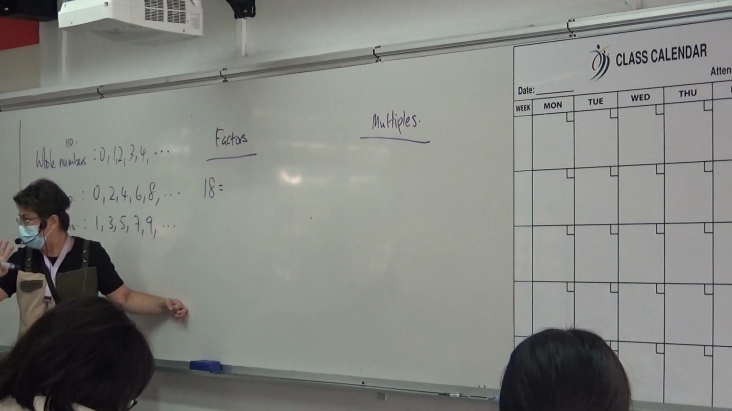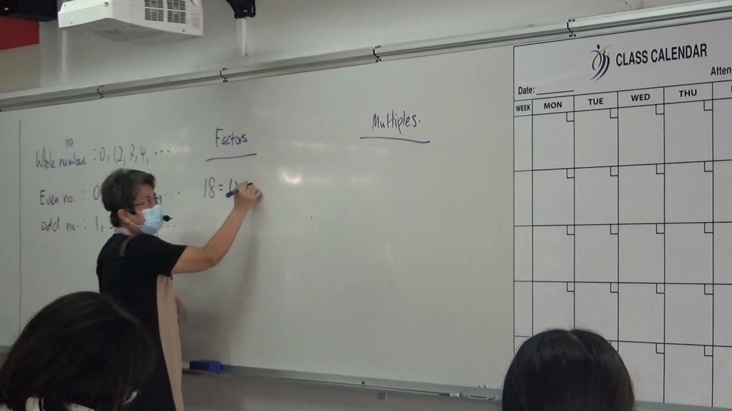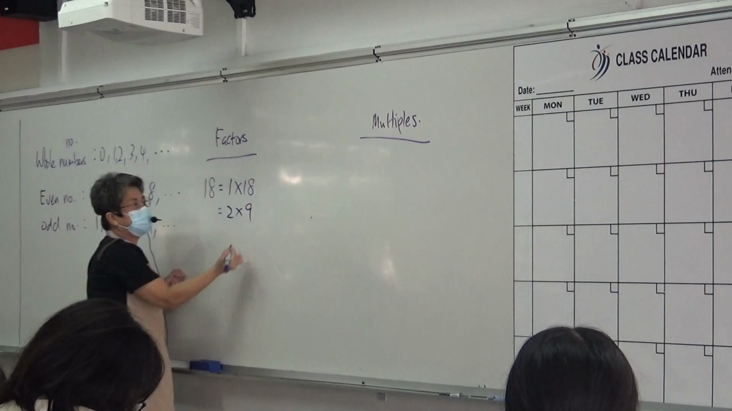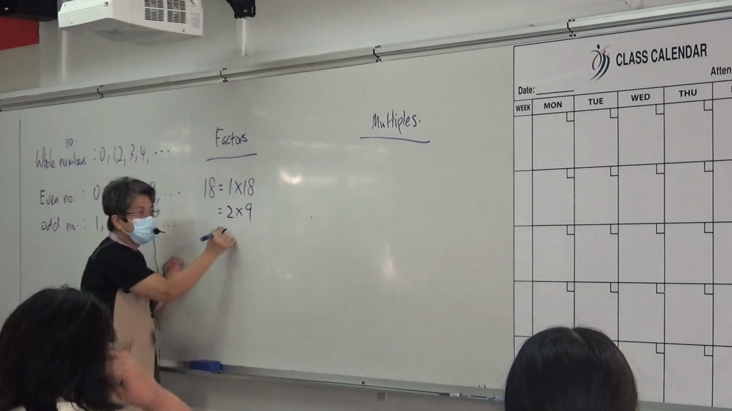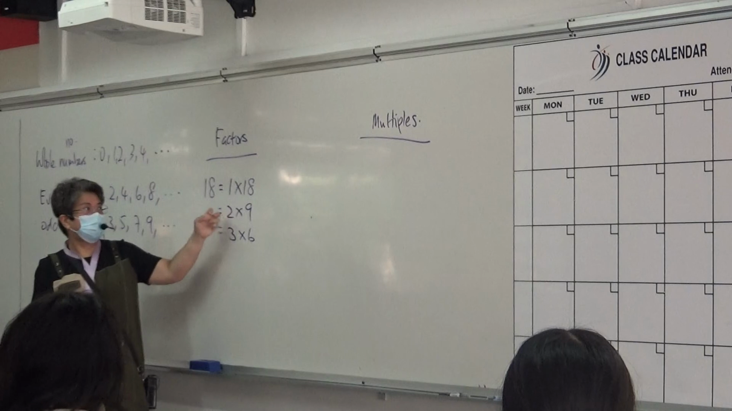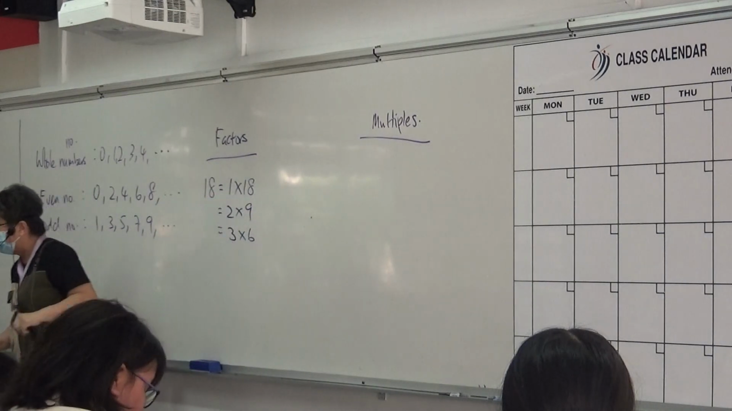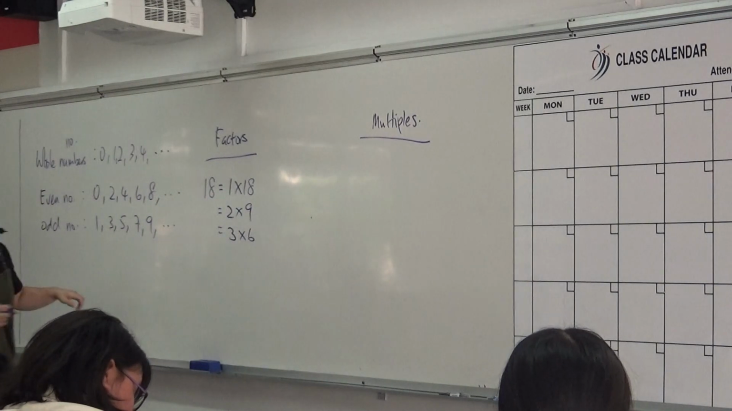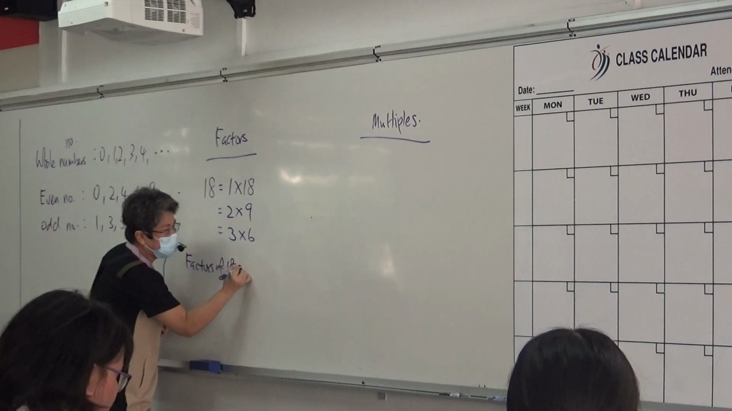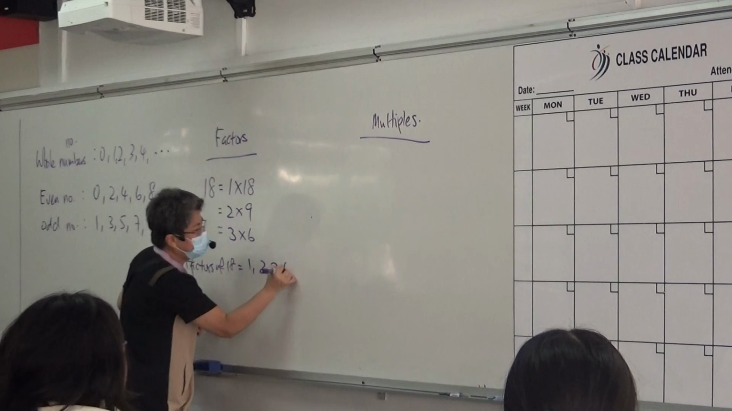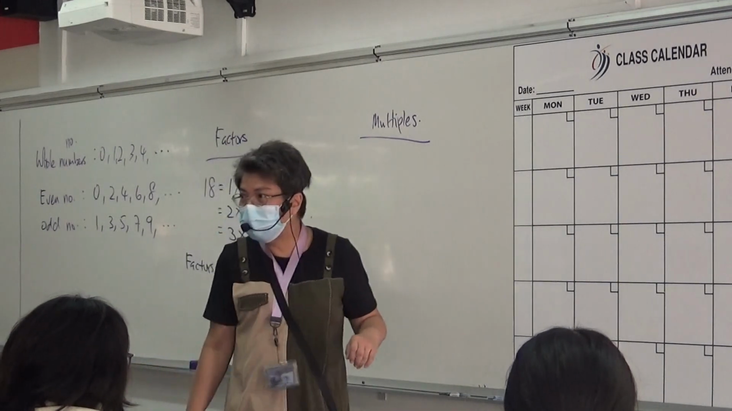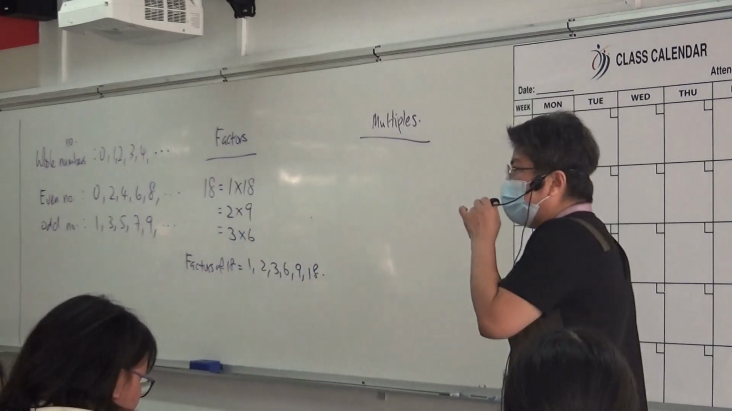Because it's just division. I have 1 times 18. Then 2 times 9. Then 3 times 6. Then 6 times 3, 9 times 2, 18 times 1. It reverses, so must you write again? No need. So what are the factors of 18? 1, 2, 3, 6, 9, and 18. Everybody clear? These are called factors.